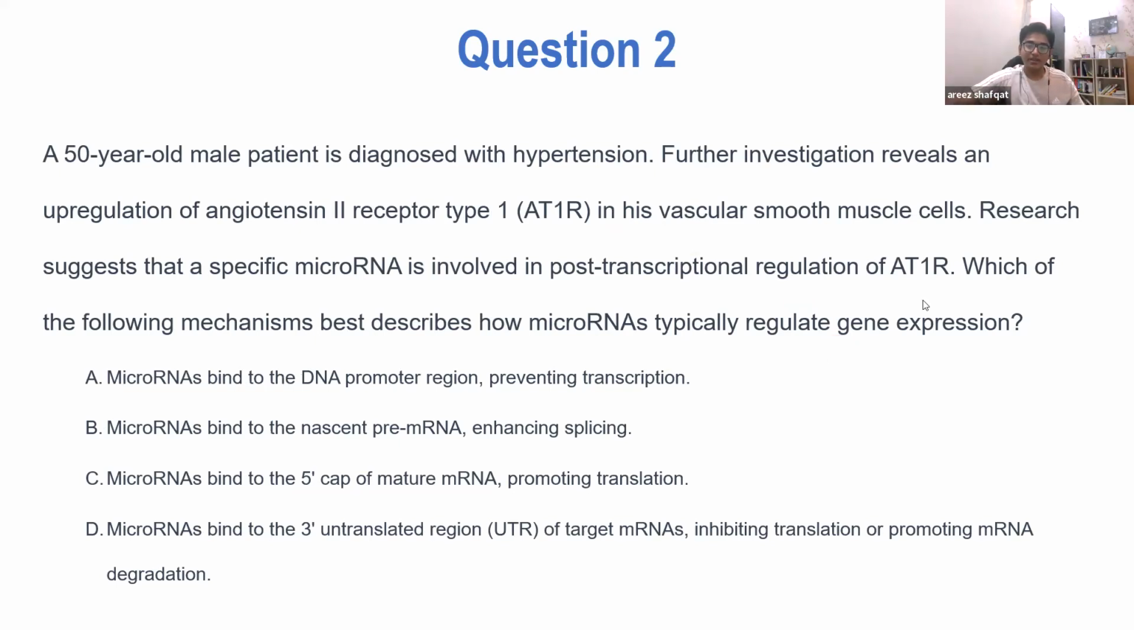So, a 50-year-old male patient is diagnosed with hypertension. Further investigation revealed an upregulation of angiotensin 1 receptor type 1 on vascular smooth muscle cells. This is a distraction, not important. Research suggests that a specific microRNA is involved in the post-transcriptional regulation of this receptor. Which of the following best describes how microRNAs typically regulate gene expression?